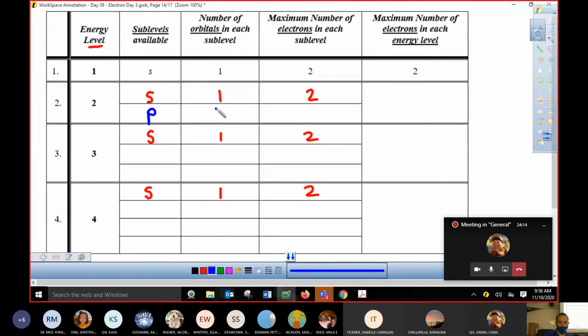So there are 3 orbitals, 3 electron bunk beds. Each one can hold 2 electrons for a grand total of 6. So the second energy level is bigger, has P's. Third energy level has P's. The fourth energy level has P's. The fifth, sixth, and seventh energy levels also have P's.